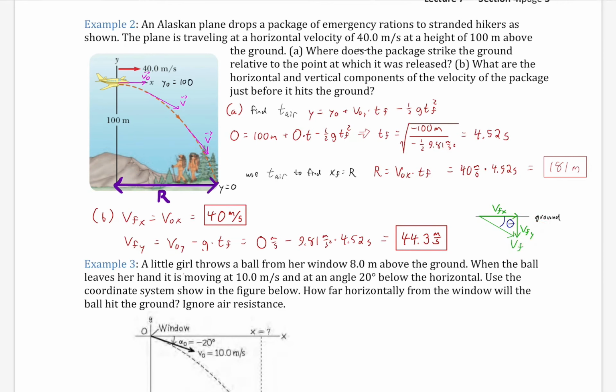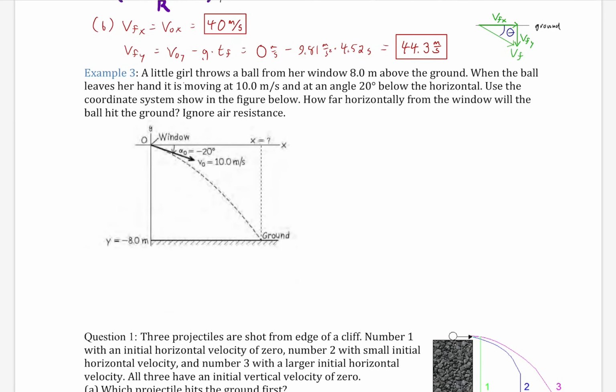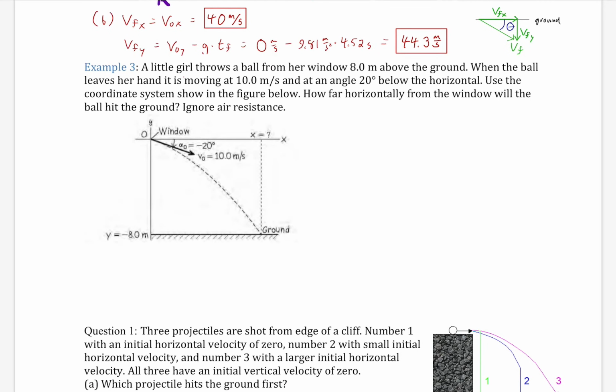All right. Very cool. Let's mix it up a little bit. Let's have something launched from a higher height than it's going to land at, but instead of being launched entirely horizontally, let's have it launched with a vertical component as well, because that will complicate things. All right. Let's see how that works.